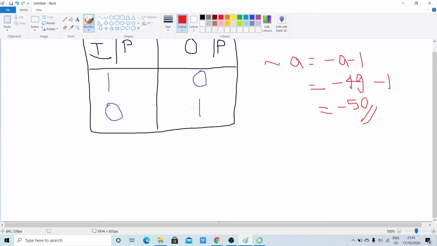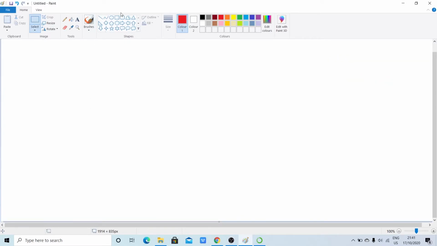Now how do we find the binary form of minus 50? To do that, let me first find the binary. So let's write down the binary for 50.